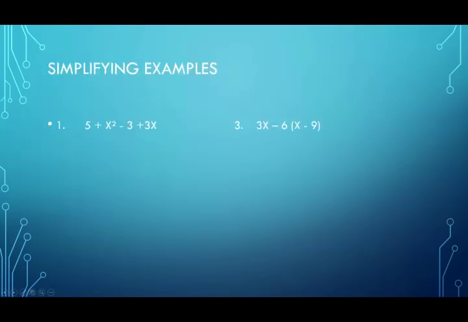Alright, so simplifying example. This is number 1 and number 3 on page 329. So 5 plus x squared minus 3 plus 3x. Our first step is to figure out the terms. We have whole numbers, a 5 and a minus 3. Then what else do we have? We have an x squared and a 3x. So 5 minus 3 is 2. X squared is just equal to x squared, and then we have 3x.